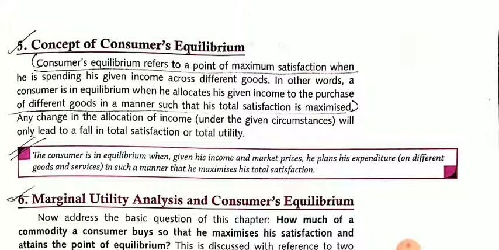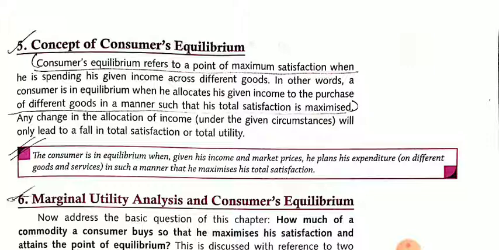Now, what do you mean by consumer's equilibrium? Consumer equilibrium refers to a point of maximum satisfaction when he is spending his given income across different goods and services. In simple words, we can say that a consumer is in equilibrium when he maximizes his satisfaction with the income which he has when he spends that income on goods and services, and to get maximum satisfaction is simply known as consumer equilibrium.